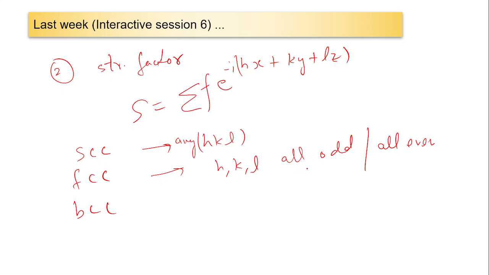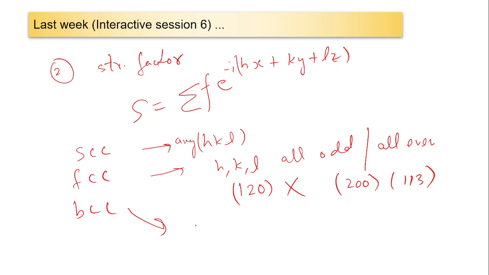a diffraction peak. Otherwise, if it is a mixture, like the 1, 2, 0 plane, this is odd, this is even, this is even, so this plane we will not see if it's FCC. What we will see is 200, 113, such things. So this is the rule we get from the expansion of the structure factor formula.